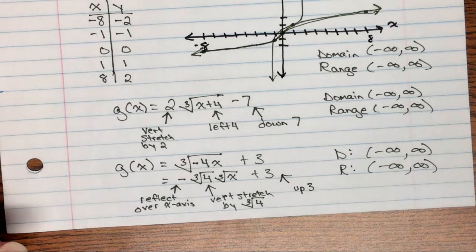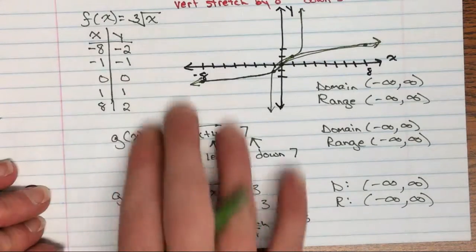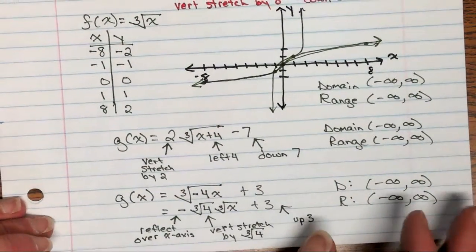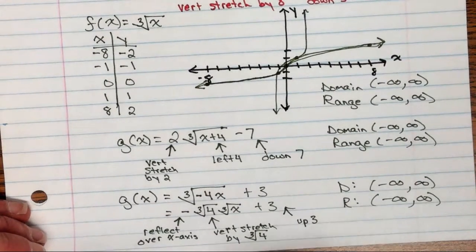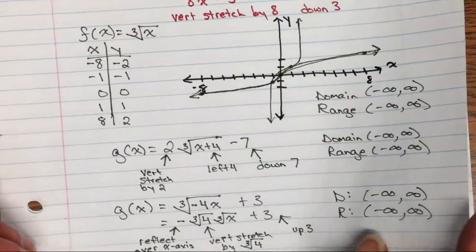Love cube roots. One of the other nice things is, since it does work for all numbers, our domain and range is always all numbers, then when we're checking these, we should come out with good answers every time. There's not even a possibility of an extraneous solution. So speaking of solutions, let's look at some equations.